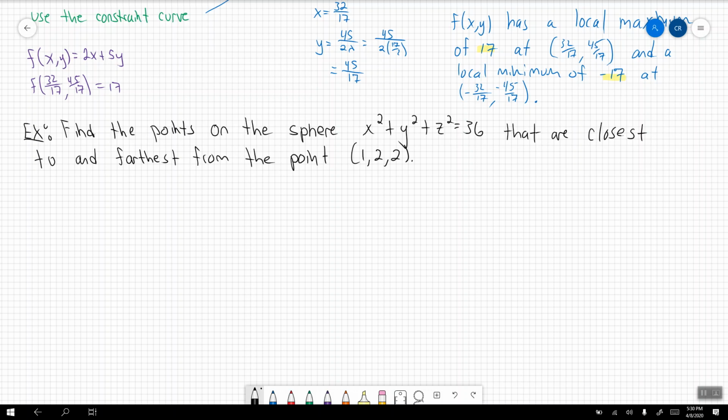All right, so I see that we do have a function here. We're given this function, and I want the points closest to and farthest from. So because they're giving me closest and farthest, that means I'm working with some sort of distance. So what I'm going to do is extract the distance formula in R^3, which was x2 minus x1 squared plus y2 minus y1 squared plus z2 minus z1 squared.